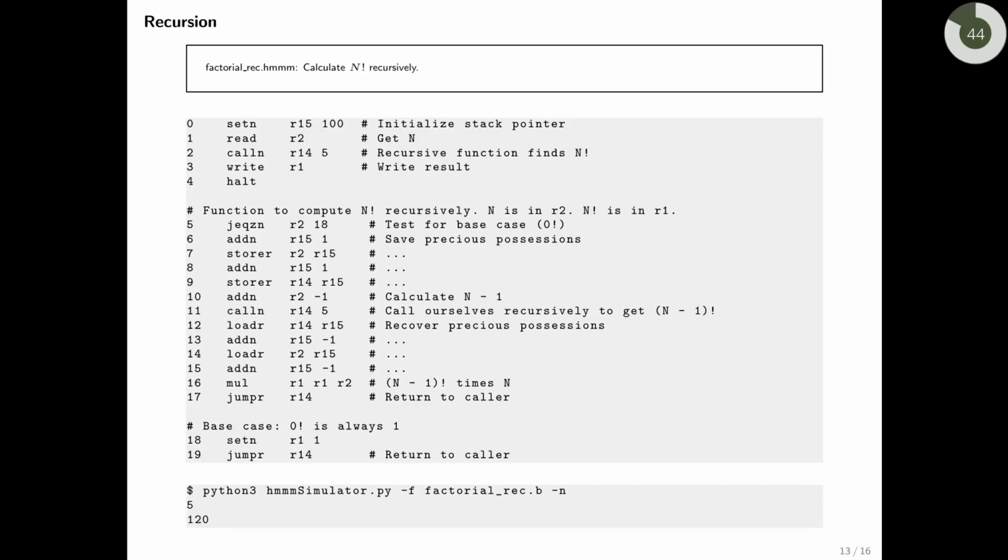But before that, here is an output of the program. After you assemble this program into factorial_rect.b, you run it using this command. When you do that, the program expects an input n. Let's say you type 5, and the program comes back with 120, which is indeed 5 factorial.